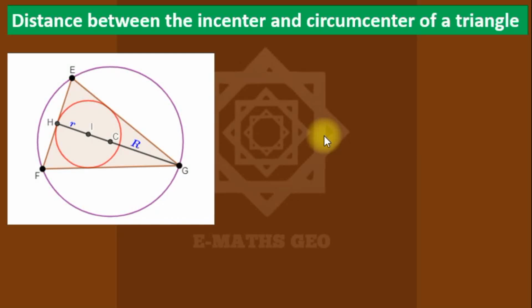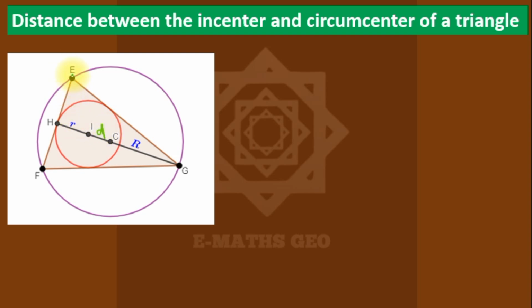Distance between the incenter and the circumcenter of a triangle. The incenter of a triangle is the center of the circle inscribed in the triangle. As you can see, I is the incenter, while C is the center of the circle circumscribing the triangle. So C is for the bigger circle, while I is for the small circle. The distance we're looking for, from I to C, let's call it D.